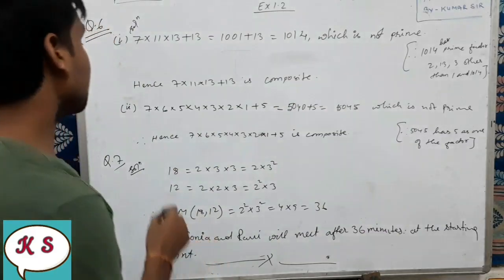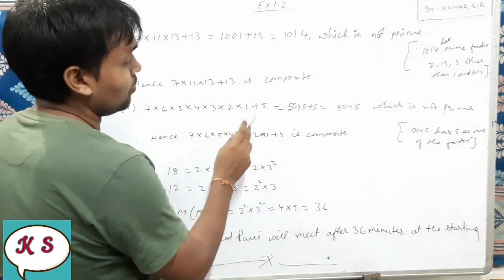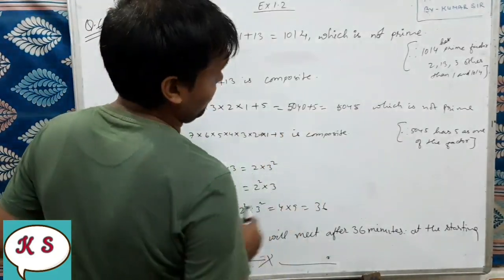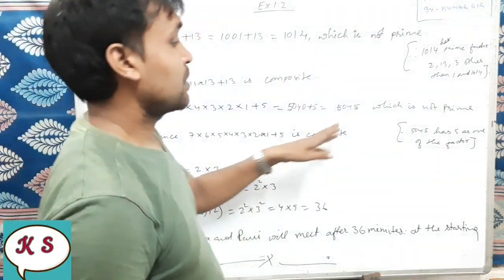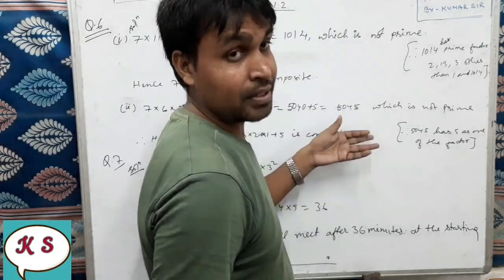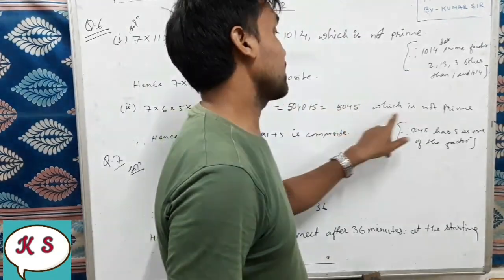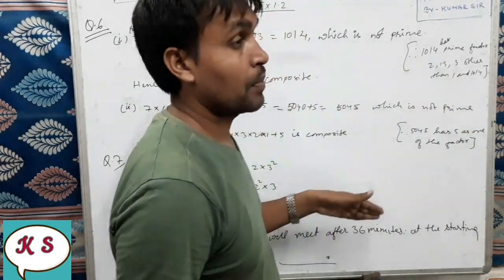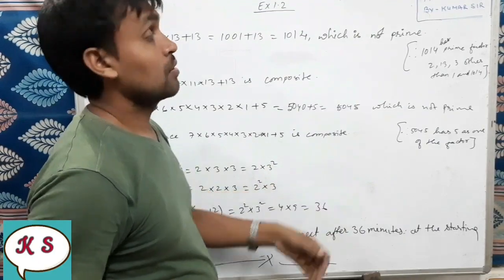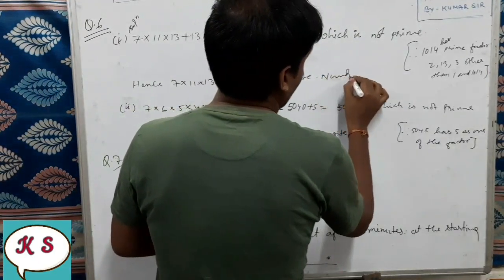Similarly, 7 into 6 into 5 into 4 into 3 into 2 into 1 plus 5. If you multiply and add it, you will get this number. If you take the common factor, you will get the factor 5, right? So since it has a factor other than 1, it is not prime. And if it is not prime, it is composite. Hence this is a composite number. You can write it here.